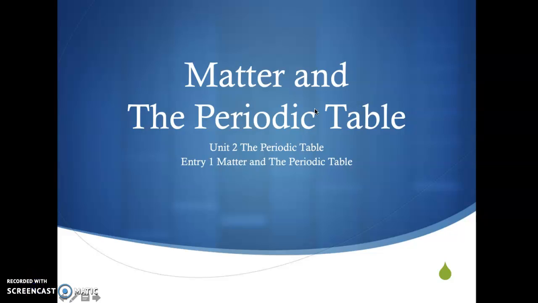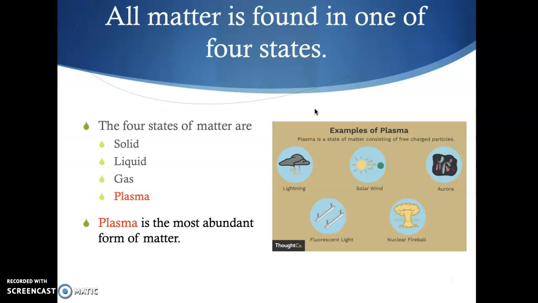Okay, we're talking about matter in the periodic table. Yesterday we looked at what lightning is, so let's talk about that. Lightning is made up of something, but what is it made out of? So lightning, just like everything, is found in one of four states of what we call matter. And the four states of matter are solid, liquid, gas, and plasma.